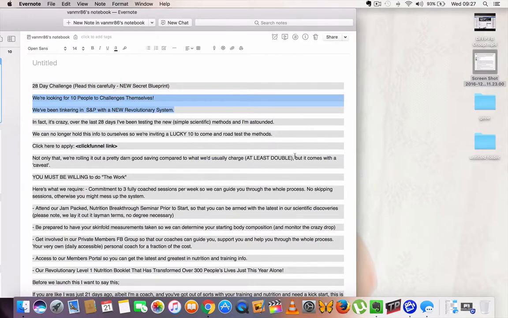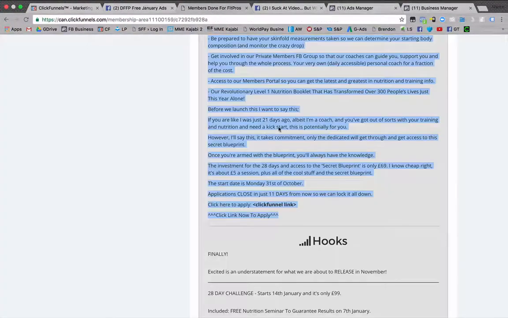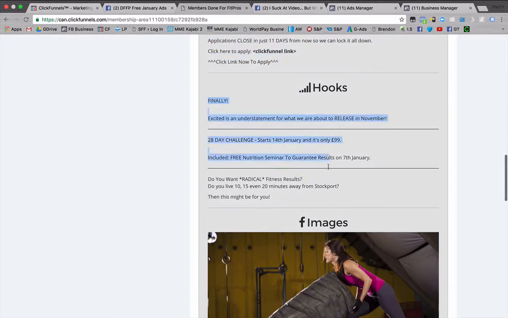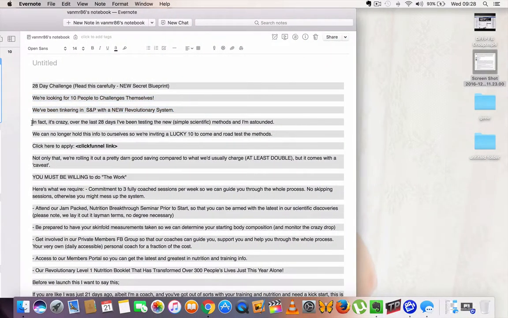Now, what I've also done is given you a few hooks here that you can split test, or use as different hooks if that hook is not pulling in the ad. These are just more weapons in your arsenal really. So let's go into this copy. It goes on and says, in fact, it's crazy, over the last 28 days we've been testing the new simple scientific methods and I'm astounded. We can no longer hold on to this information ourselves, so we're inviting a lucky 10 to come and road test the methods.